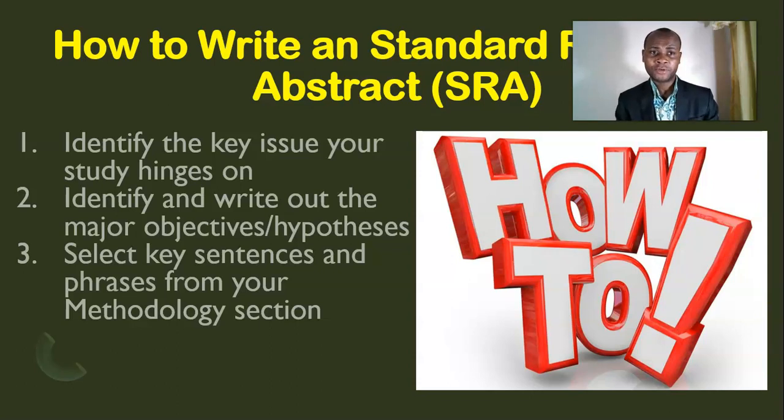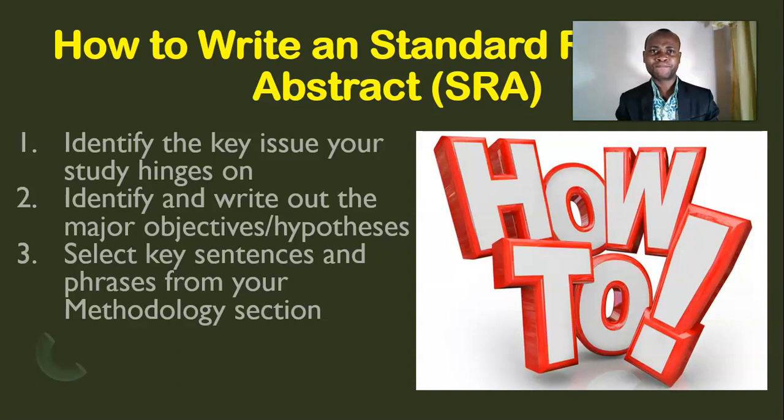So what you do is you go to your introduction, you find out what is the key thing that my study is hinged on. What is the key thing, or the main problem, or the main issue, like that. Okay. Now you go to your objectives part or your research questions, and then you look at it. Okay. How do I write this into one single objective? And then you look at it.